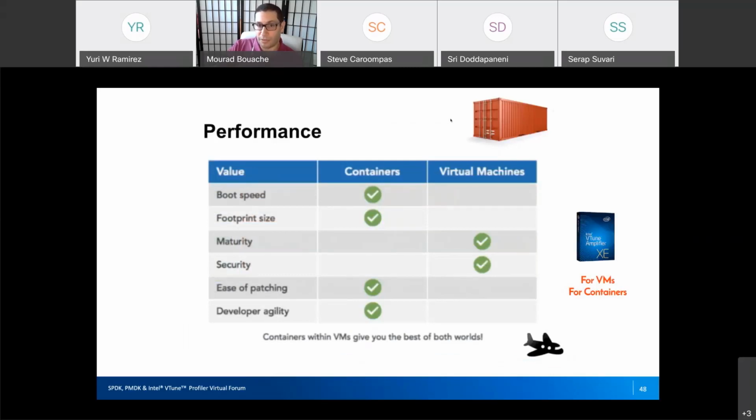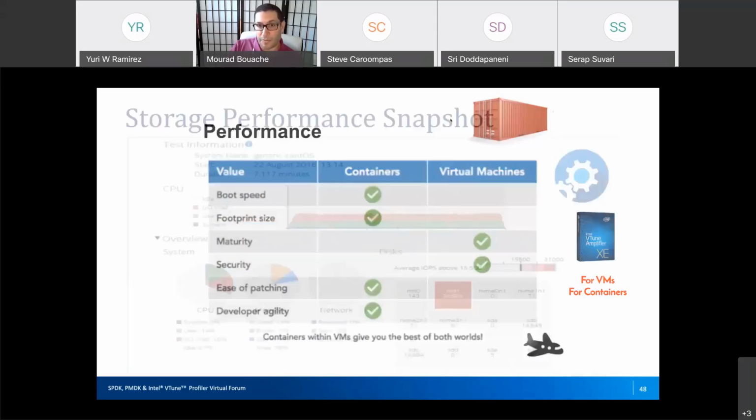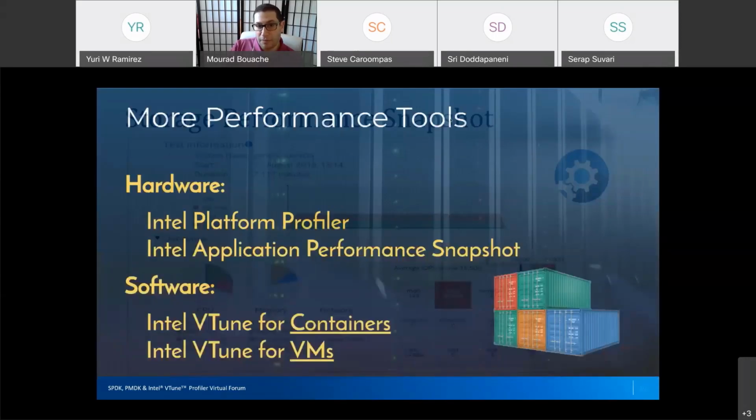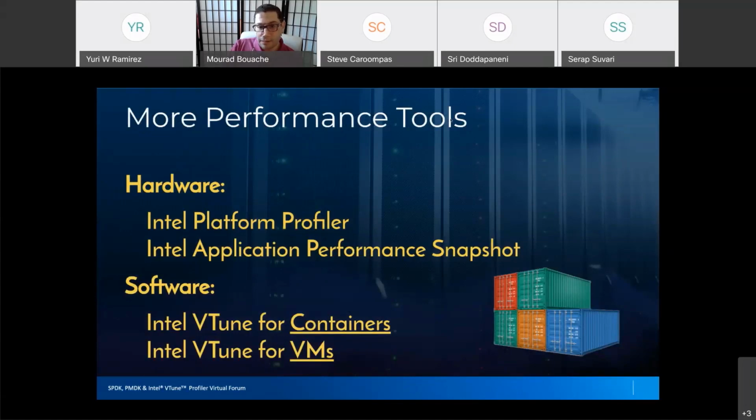These are the values we would like: speed and maturity, or security, and these are the solutions, and the mix of them is actually the ideal solution. And there is also VTune for containers and VMs. It's very helpful in terms of performance profiling as well. Storage Performance Snapshot, I talked about this, and it gives you a very good overview of the CPU and the system in terms of CPU, memory, network, and disk I/O as well. Very helpful. I think I have already been talking about this too.